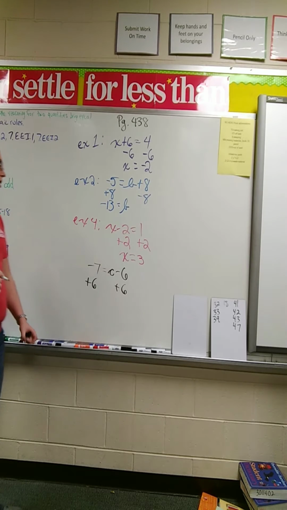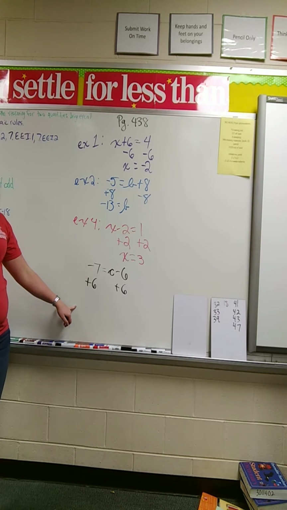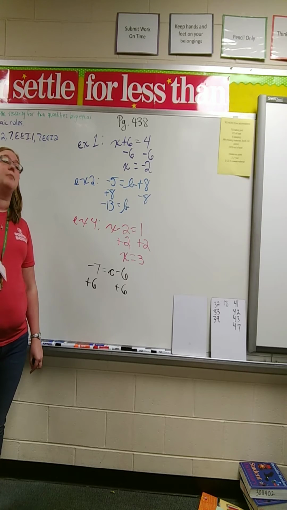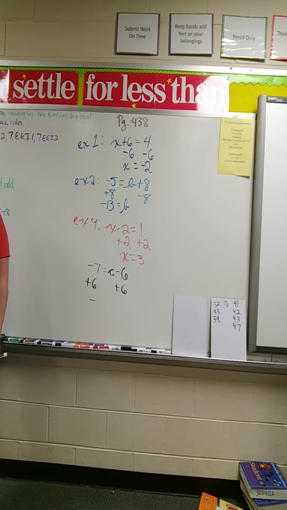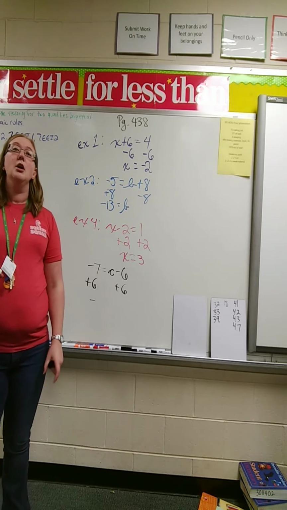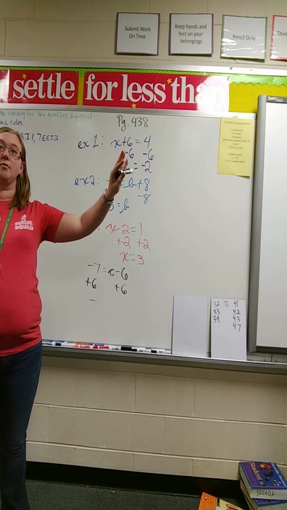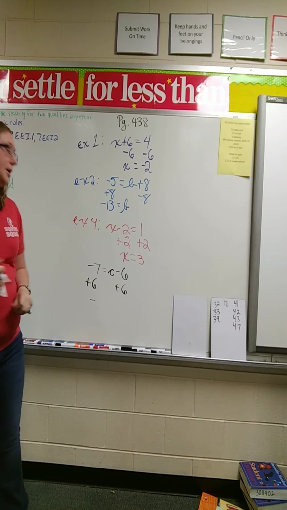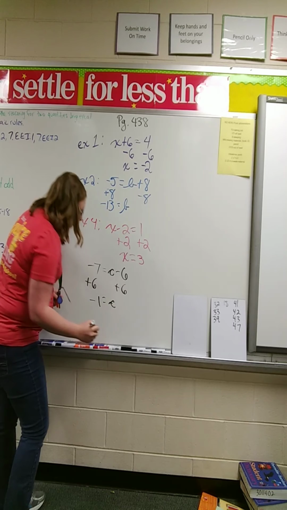What is negative 7 plus 6? My answer is going to be negative. Hold on, my sides are different. So I have 7 negatives, I have 6 positives. When they cancel each other out as 0 pairs, what am I left with? Negative 1, very good. Negative 1 is equal to c.